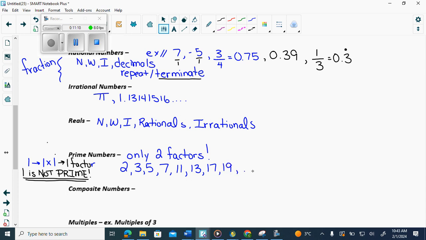And then there's more, but we're going to stop there. So 1 is not prime. 1 is also not composite. It's the only thing that's neither of them. Composite is, it has to have more than 2 factors.